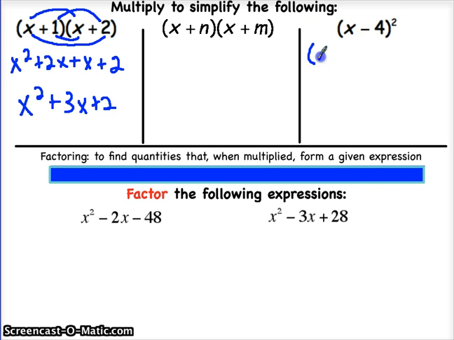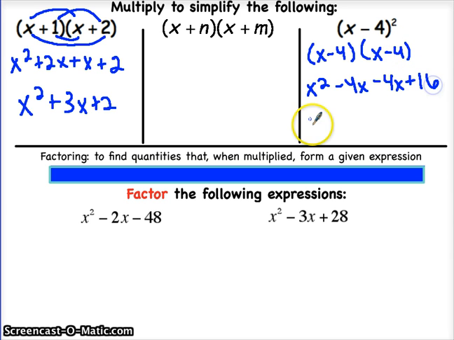Now you can also take an x minus 4 quantity squared. We could separate that out, and you'll notice again that x times x is x squared. Your outside term and your inside term come out alike, and your final term will be 16. So again, you'll get to add those two middle terms, giving you negative 8x in the middle. And that's kind of the same idea.